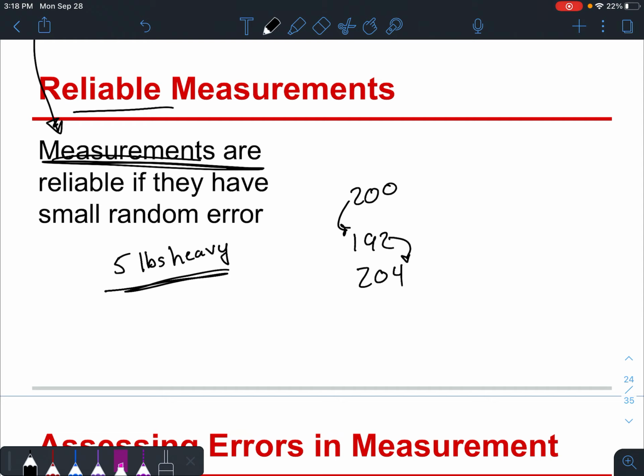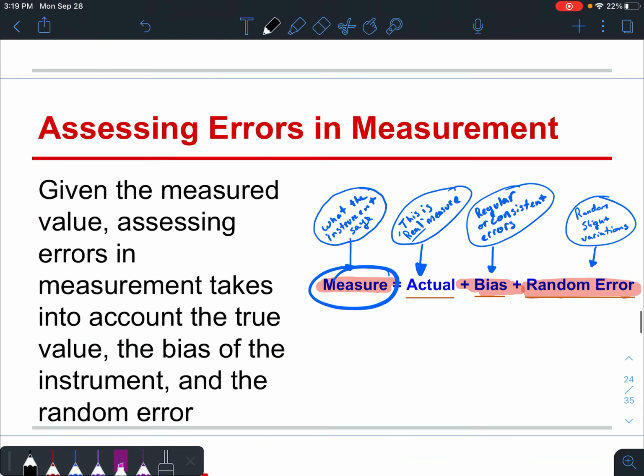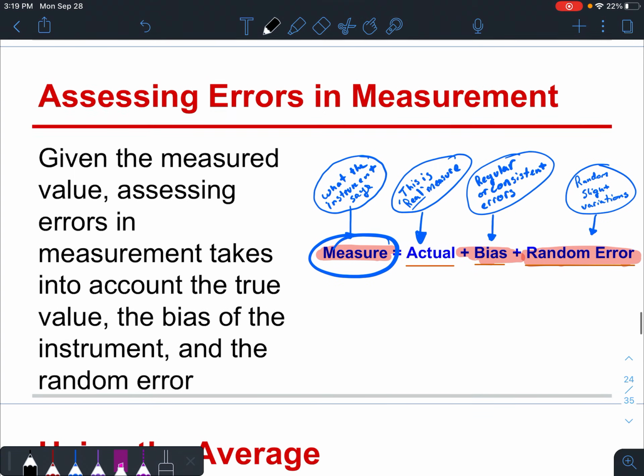So if your car clock, if you turn it on and it's 10 minutes fast, you turn it off, you turn it back on, it's 20 minutes slow, you turn it off, you turn it back on, it's right on. You can't count on it. It's not reliable.